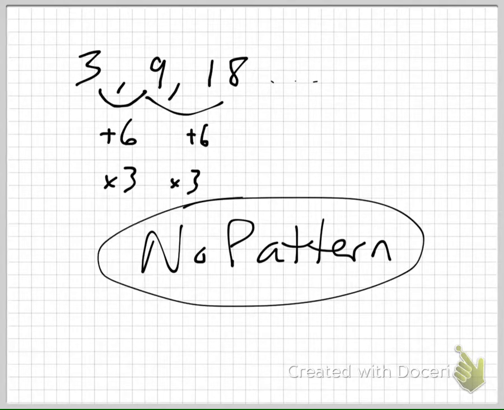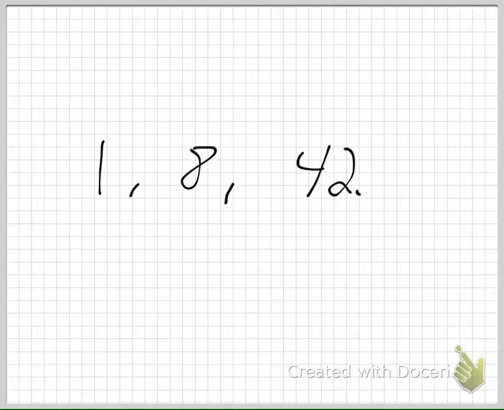There's no pattern. It has to be consistent. It has to be the same thing across the board. As you go, it has to be the exact same thing. Otherwise, it's not a pattern. If I say, what's the pattern of these numbers right here? 1, 8, 42.6, negative 3. I say, okay, what's the pattern there? There's no pattern there. Right?